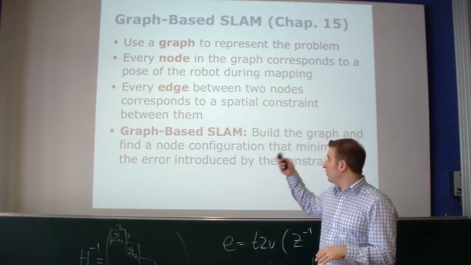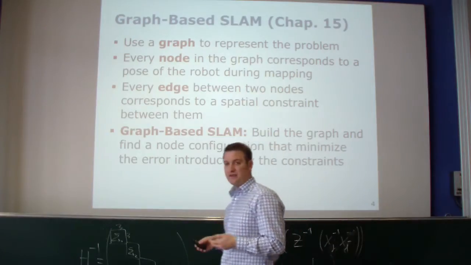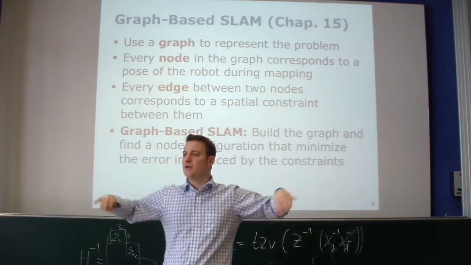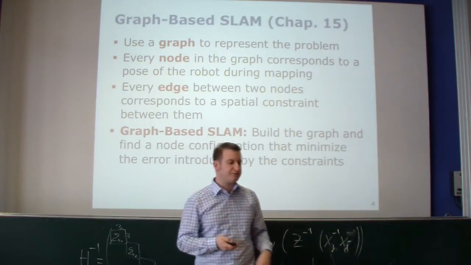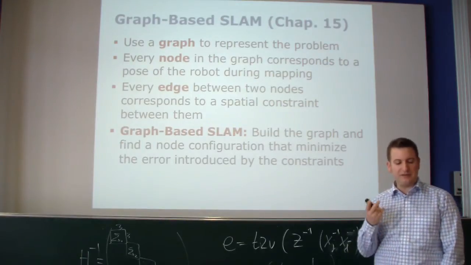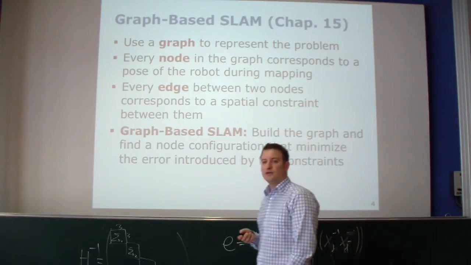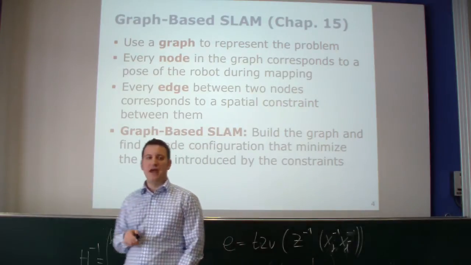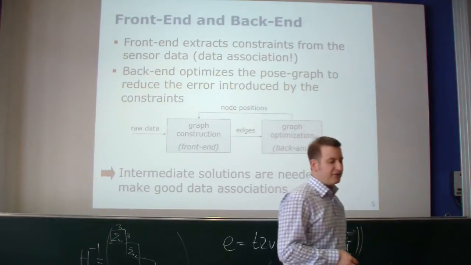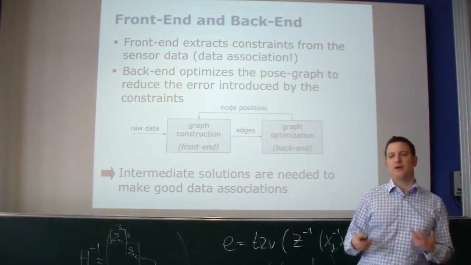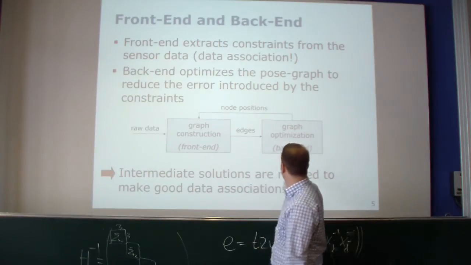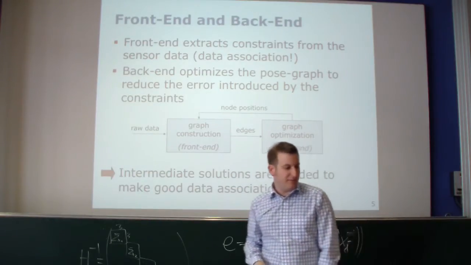And since this graph only contains poses of the robot, it's also called a pose graph. Every node is a pose where the robot has been. And then what we typically do is we have to do two things. First, we have to build the graph, and then we have to find the node configuration that minimizes the error that is introduced by the individual constraints. I also told you last time that we typically do that with a front end and a back end. So the optimization typically happens in what we call the back end, with an A, of course.